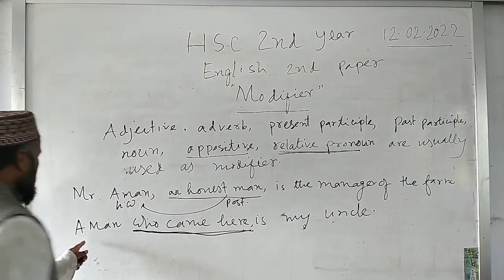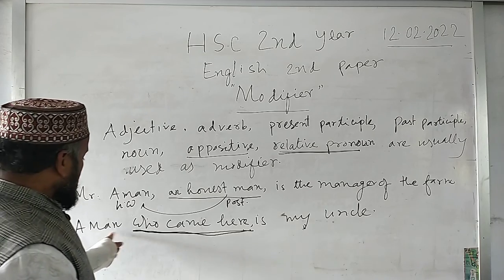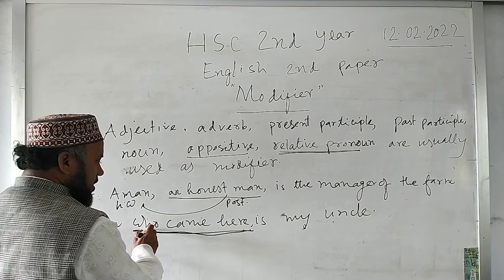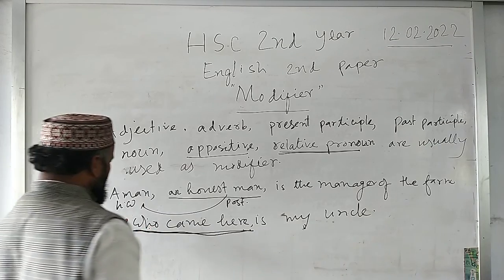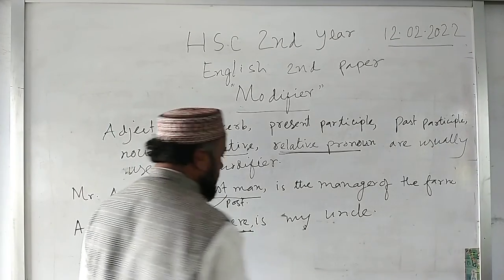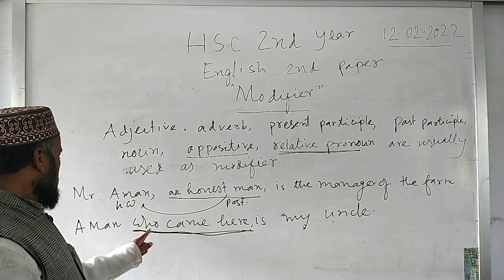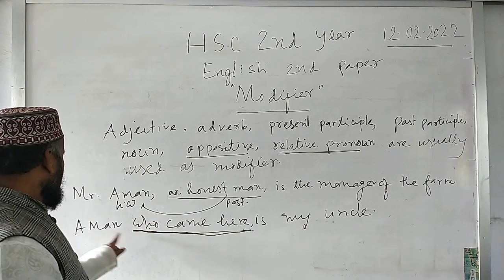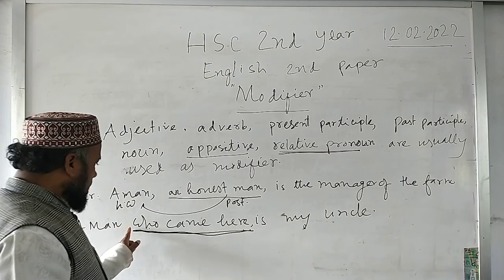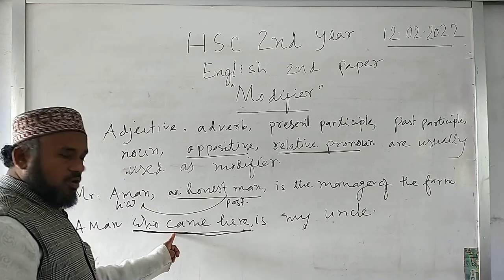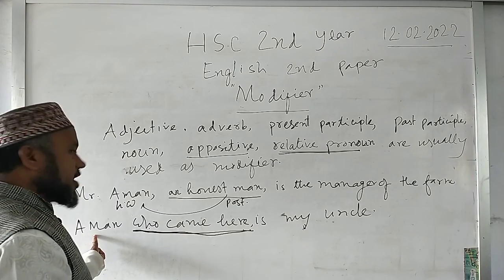Okay, here man is the head word and this is a relative pronoun. At the same time, from who to here is a relative clause. Here who post-modifies the man, and at this time who came here, this is the relative clause. This also modifies a man.